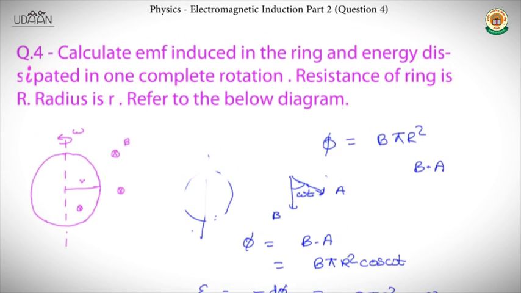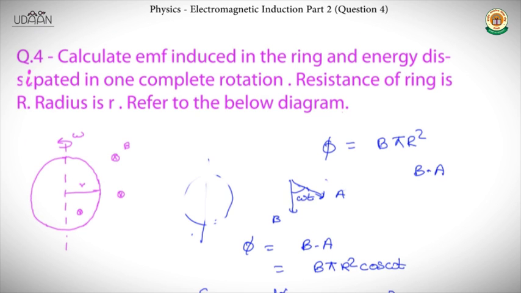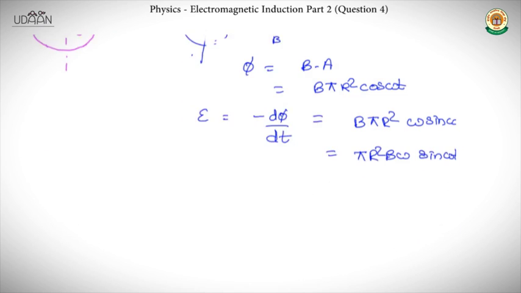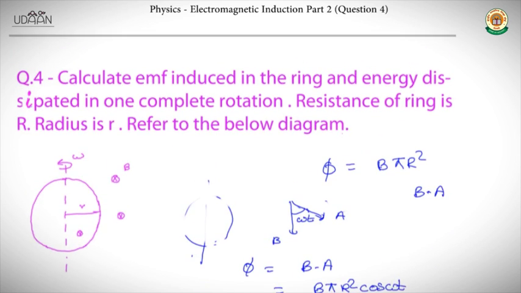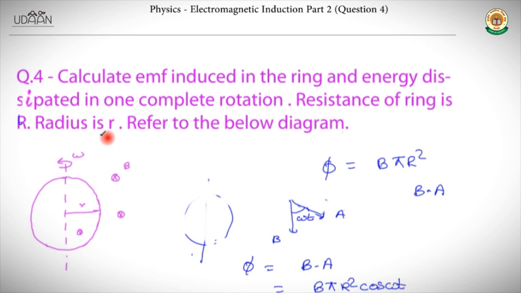And I gave you another part in this question. We are going to calculate the energy dissipated in one complete rotation. See, at any time, I have given that the resistance of the ring is R. Let me change. Okay, I have used the radius as small r. I will change the radius to capital R and the resistance to K.